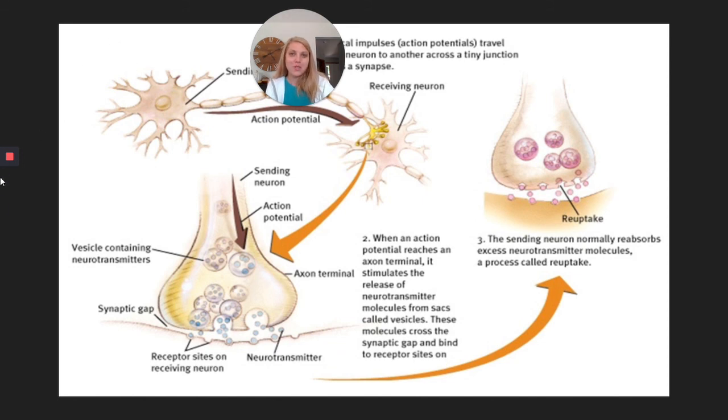So in our next episode, we're going to spend some time talking a little bit more about those neurotransmitters and the different types that my body produces.